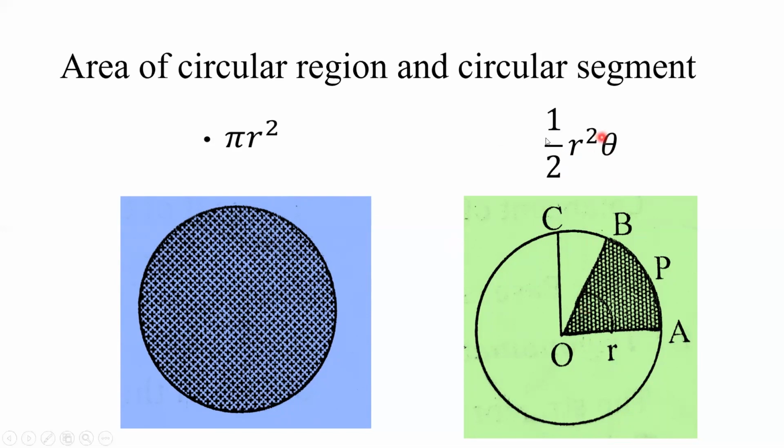This formula, half r square theta, that is area of circular segment, is very much important for doing some math of this chapter. So dear cadets, always remember this formula of circular segment.